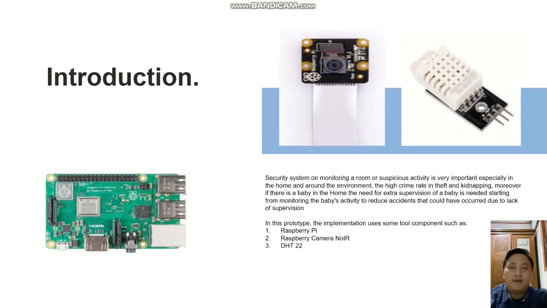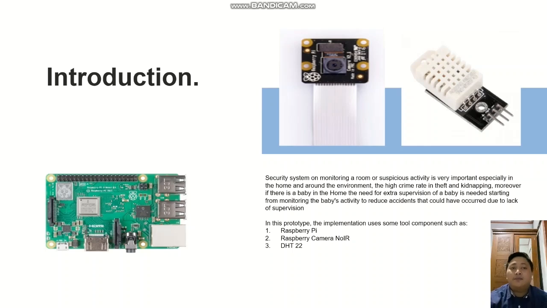Introduction. A security system for monitoring a room or suspicious activity is important, especially in the home and around the environment. The high crime rate includes theft and kidnapping. Moreover, if there is a baby in the home, extra supervision is needed, starting from monitoring the baby's activity to reduce accidents that could have occurred due to lack of supervision.